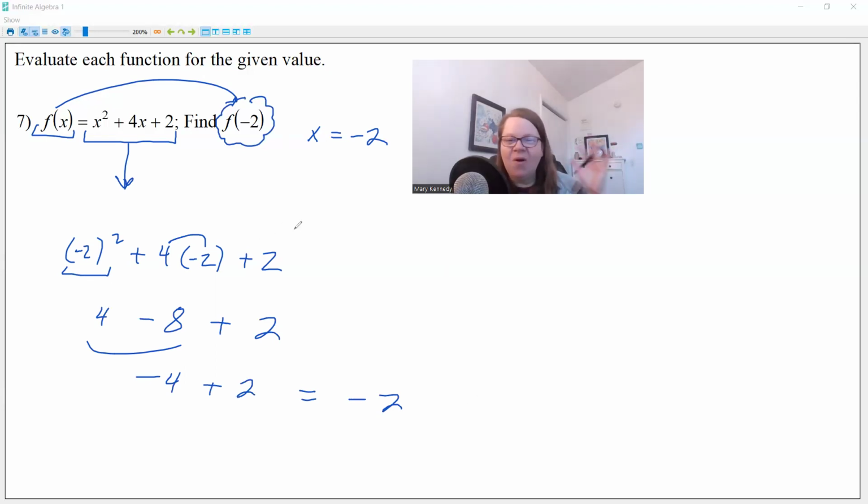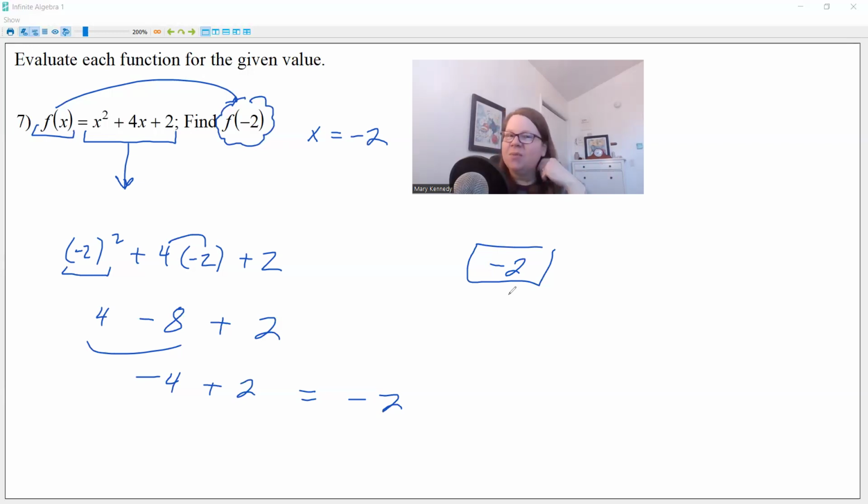And this is not always the case, because if this always worked out, then you wouldn't have to do any of this. You would just say if it says f of -2, the answer is -2. That's not always the way it works. But the function of -2 in this case is -2. That just means if I put in a -2 into this function, I'm going to get a -2 back out.